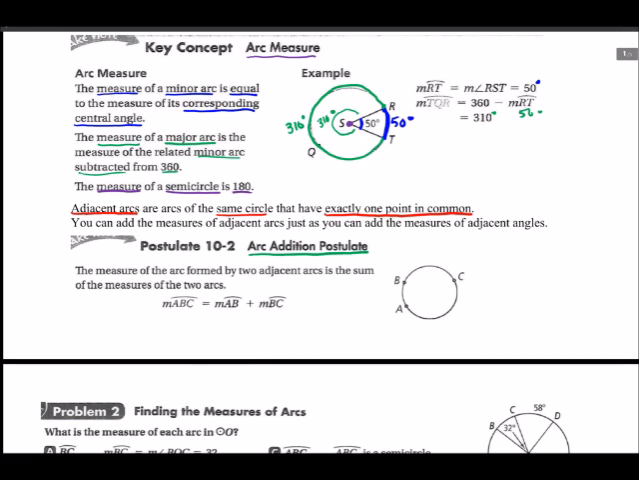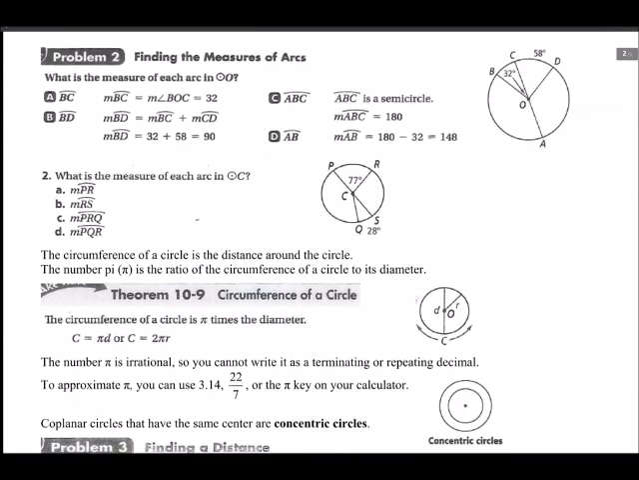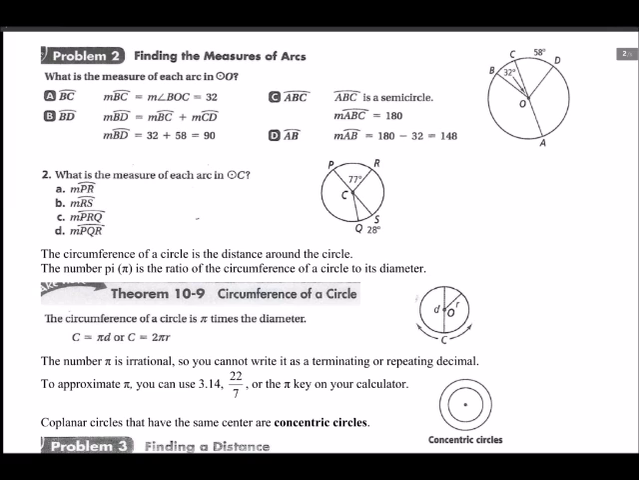The arc addition postulate says the measure of the arc formed by two adjacent arcs is the sum of their measures. So the measure of arc ABC is the measure of arc AB plus the measure of arc BC, which gives us the measure of the entire arc. This is another piece plus piece equals whole. Let's look at a problem for that.